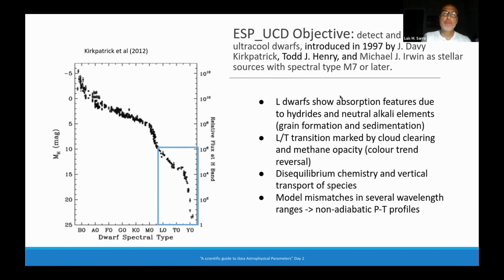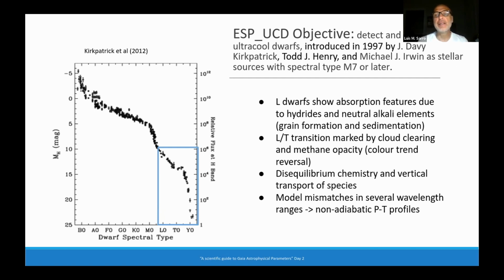This is a diagram of the main sequence in the H band from B0 to Y0. Ultra-cool dwarfs would be at the bottom right corner of this color absolute magnitude diagram. Just a brief reminder of what you can see in this box called UCDs, ultra-cool dwarfs. You have L dwarfs that show absorption features in their spectra due to hydrides and neutral alkali elements. And this is what we have actually in the spectra recorded by Gaia.